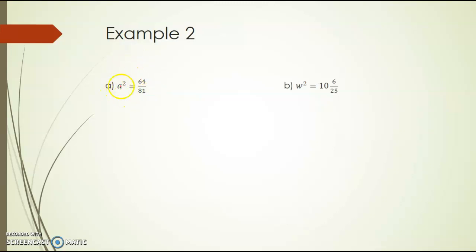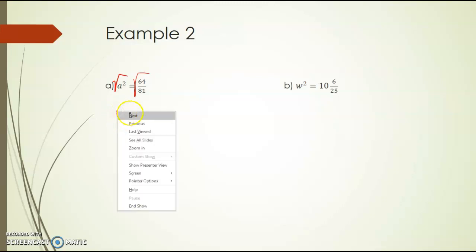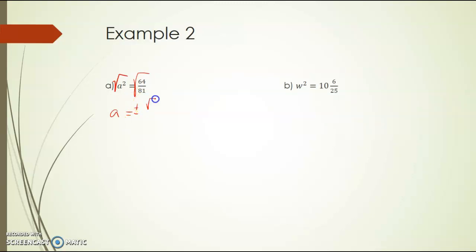Alright, so here we have fractions. When you're working with fractions, I square root my a squared. I'm going to square root this whole fraction. If you type this into the calculator, it's going to give you a decimal, and we don't want the decimal. I'm going to have a is equal to plus or minus, because I know it's going to be a positive and the negative, the square root of 64 over the square root of 81. So I square root the top, I square root the bottom.